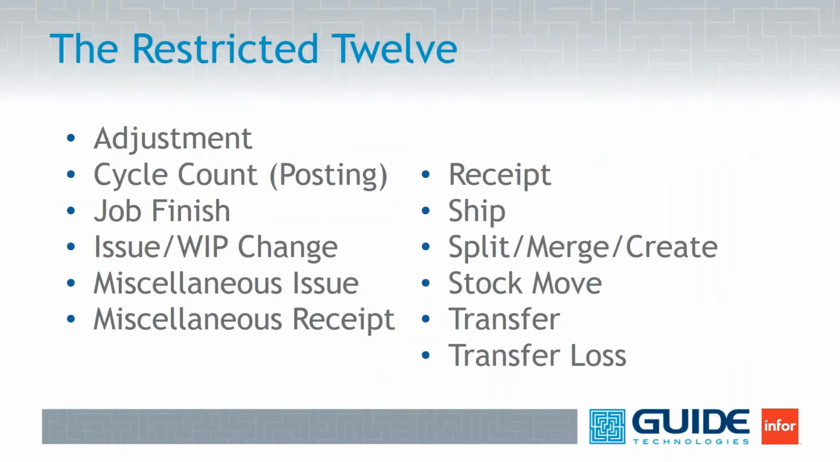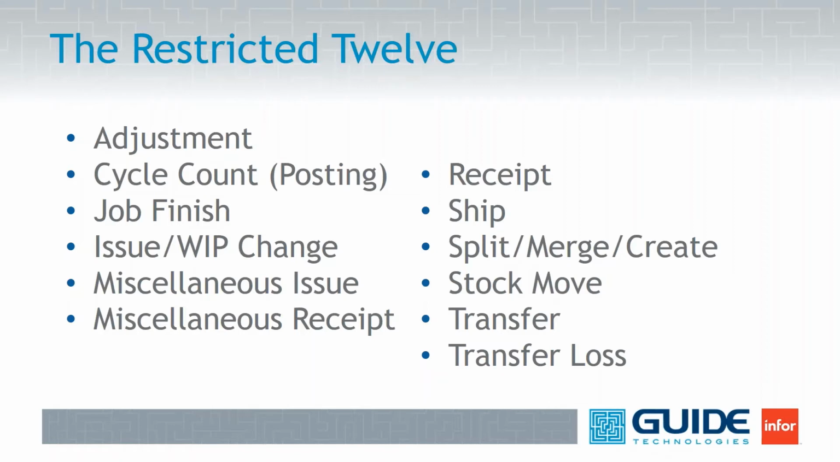So here are the restricted 12, as they're known. Adjustments, cycle count for posting, job finishing, receiving anything off a job, issuing to a job or changing the WIP of a job, which would include what? Releasing a job. Miscellaneous issues and miscellaneous receipts, a PO receipt.